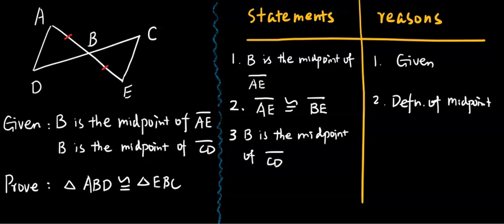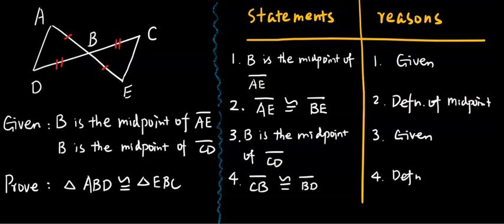All right, the third one we copied down earlier, and we're going to repeat one more time. B is the midpoint of segment CD. This time I'm going to go ahead and label it. All right, then I can derive the fourth one from the third one. I say segment CB is congruent to segment BD. So this is also given. And this is also definition of midpoint.